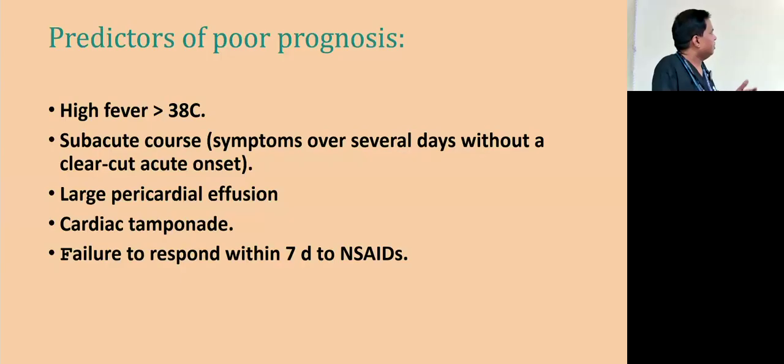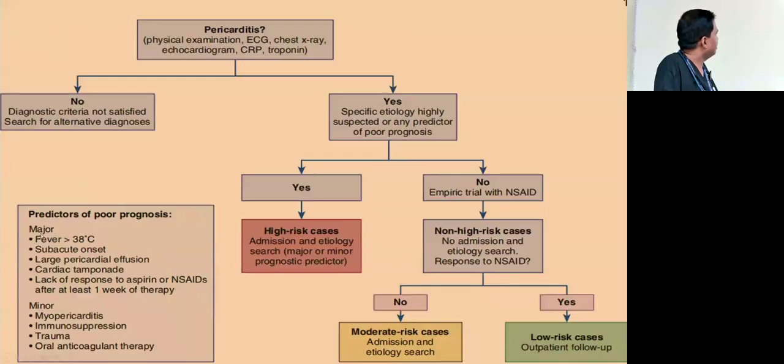The symptoms happen over several days without a clear-cut acute onset, large pericardial effusion, cardiac tamponade with hemodynamic instability, failure to respond to NSAIDs, which are given for 7 days, and the patient still continues to have symptoms. So these are all predictors of poor prognosis. That's what we see here, predictors of poor prognosis, the major and the minor, which I described as major.